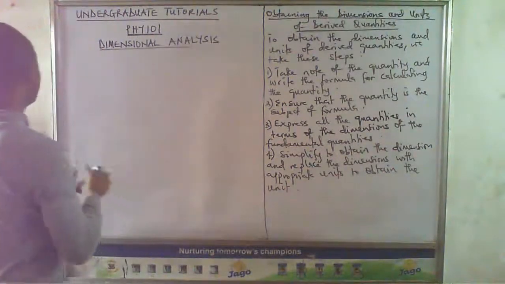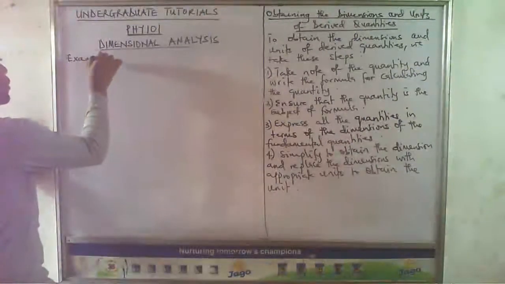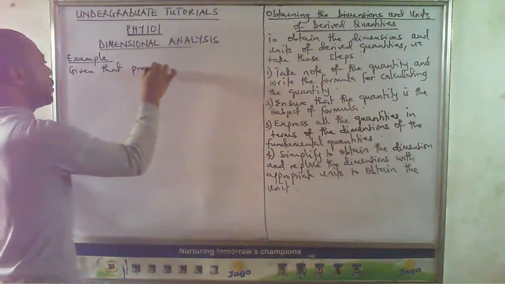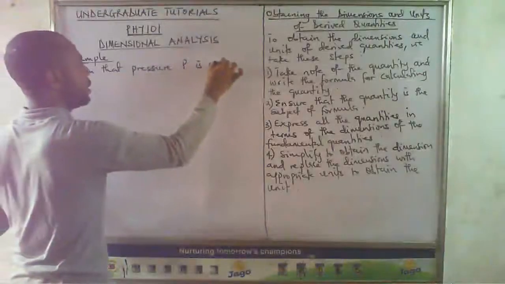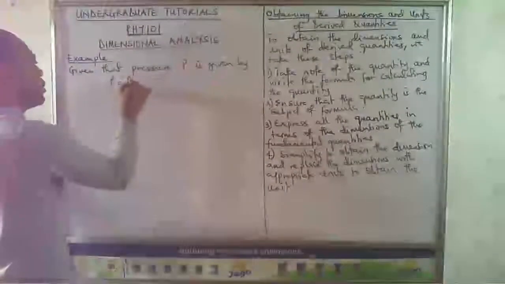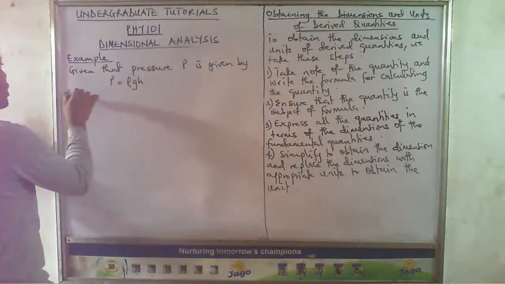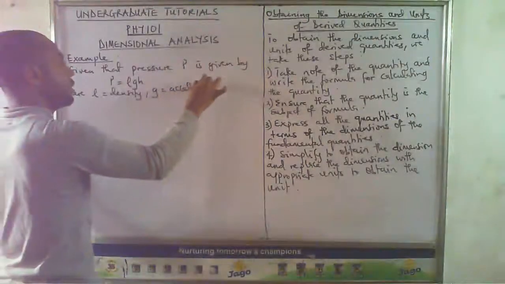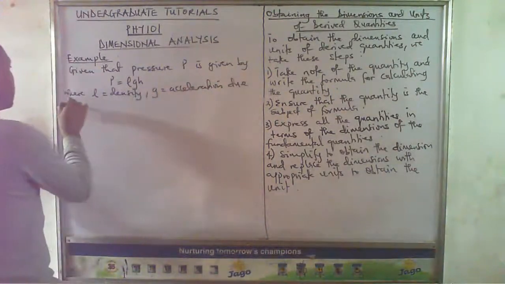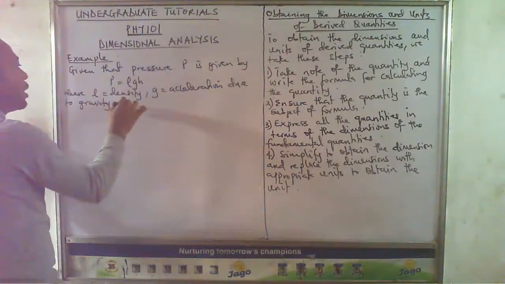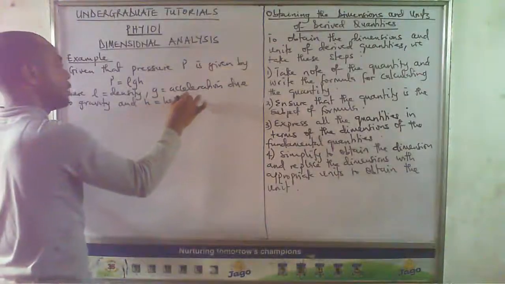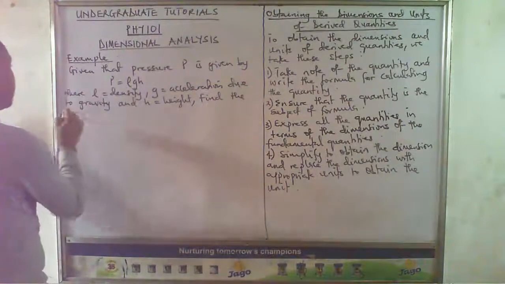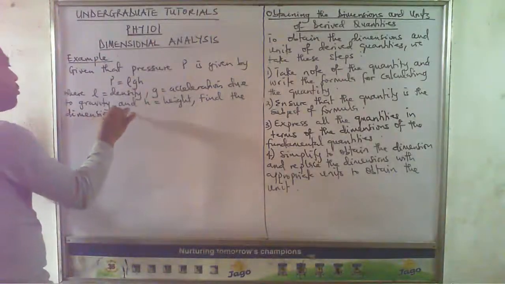Okay. So example 1. Given that pressure P is given by P equals rho g h, where rho is density, g is acceleration due to gravity, and h is height. Find the dimension of pressure.